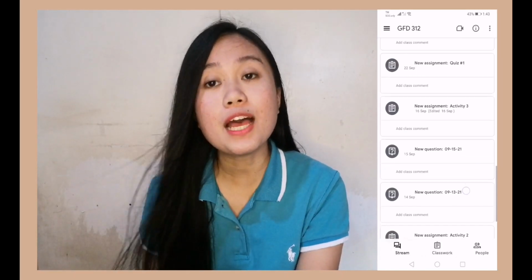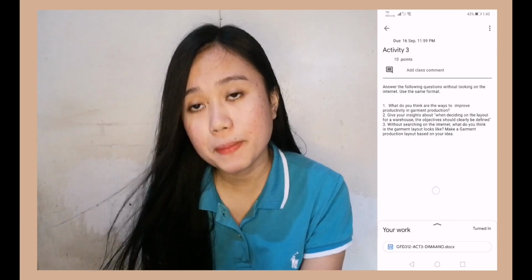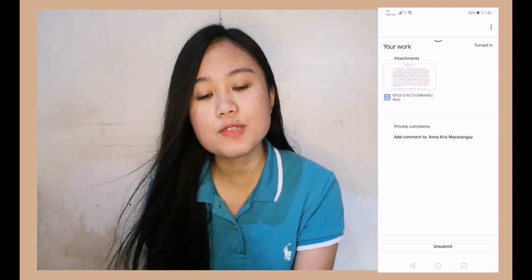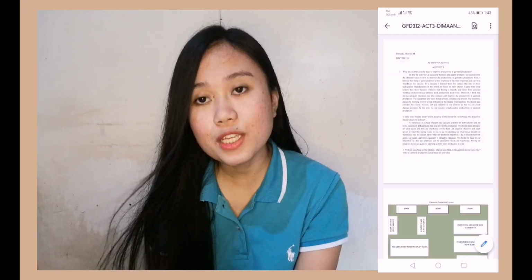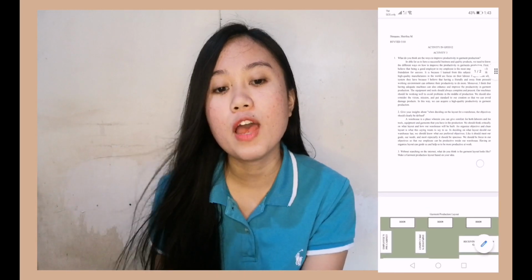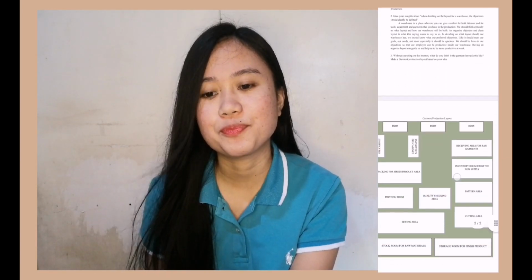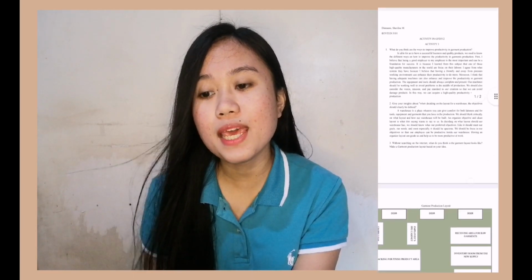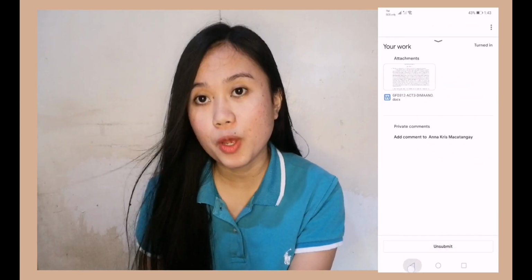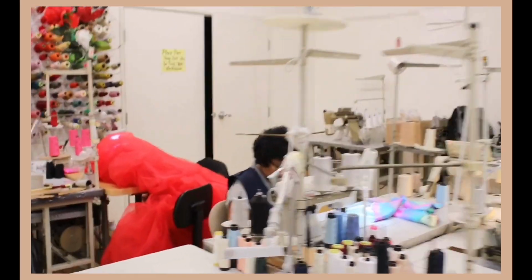On activity 3, she also asked us what we think are the ways to improve productivity in garment production. For me, to have a successful business and quality products, we need to know the different ways on how to improve productivity in garment production. First, I believe that being a good employer to my employees is the most important and can be a foundation for success. It is because I learned from this subject that one of the high-quality manufacturers in the world is focused on their laborers.